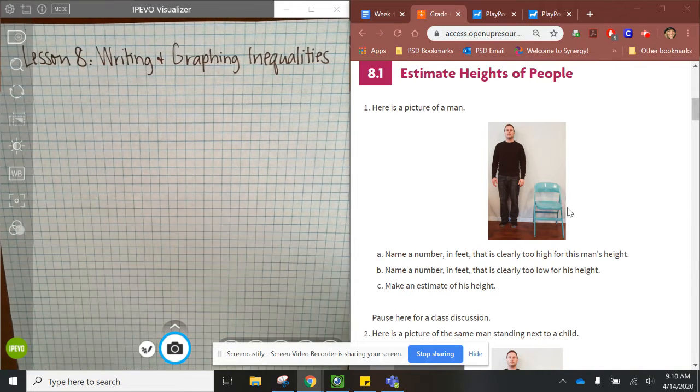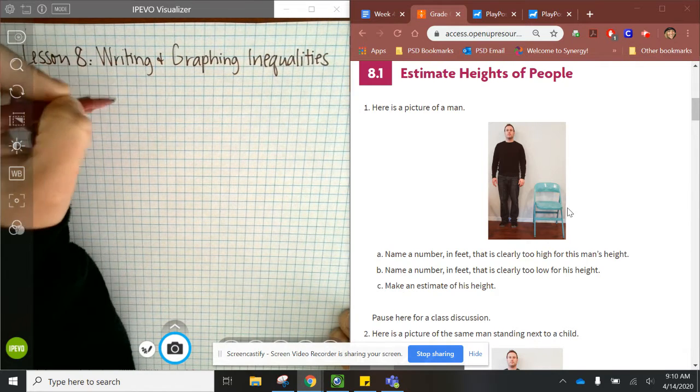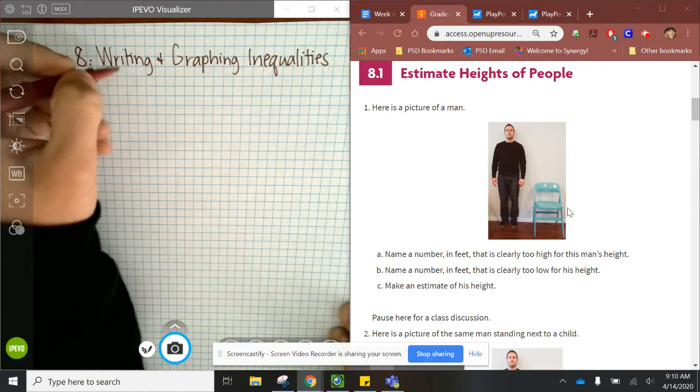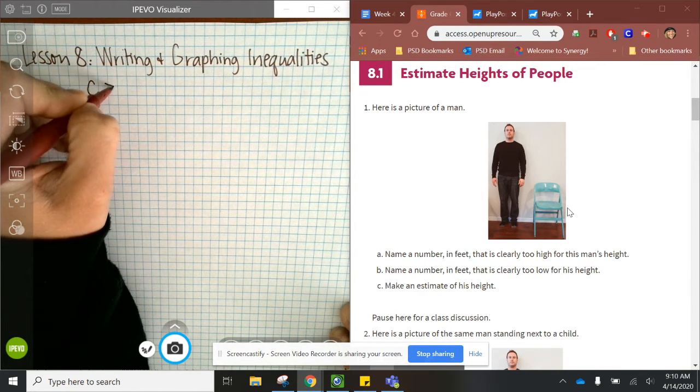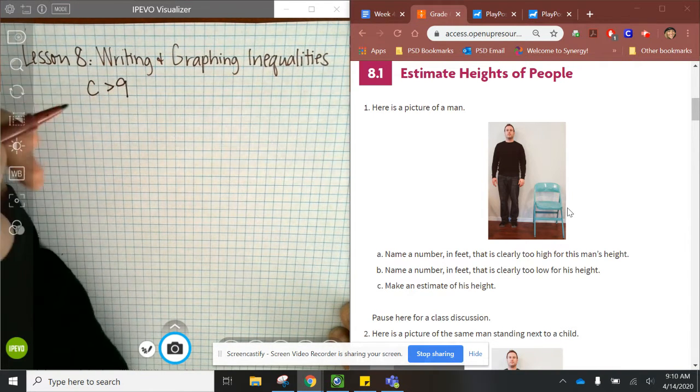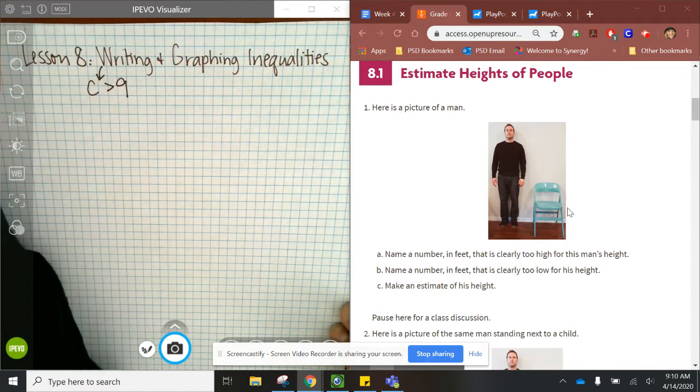Anyway, we're going to talk about something really important today called writing and graphing inequalities. And writing an inequality means that we're going to be able to take a story and translate it into something that looks sort of like an equation, something like this. So this would be how you would write an inequality.